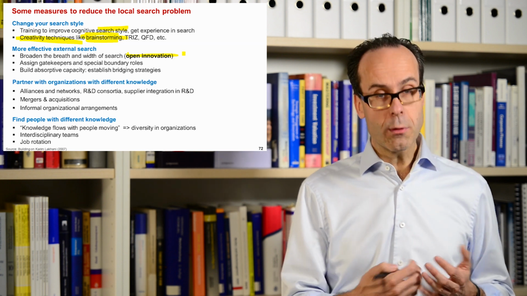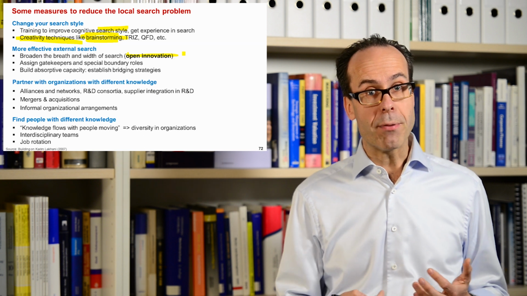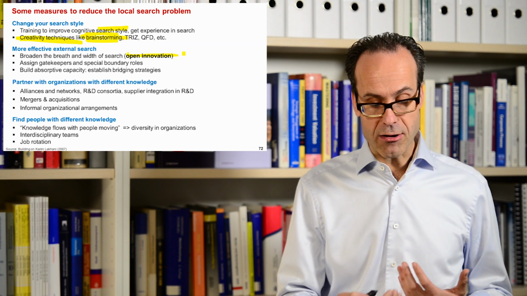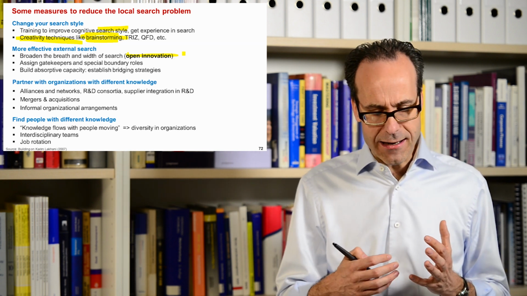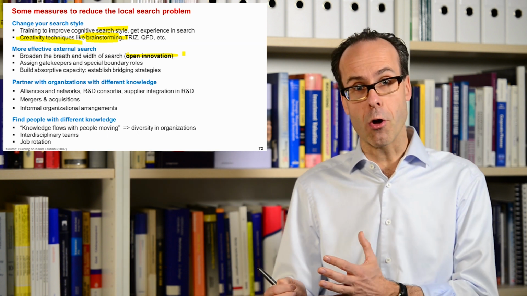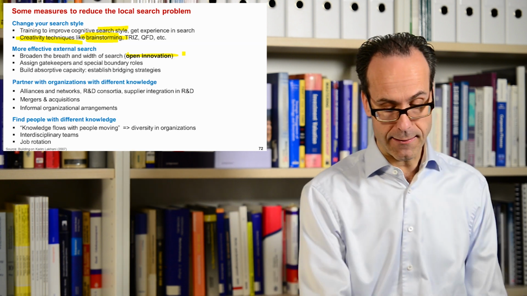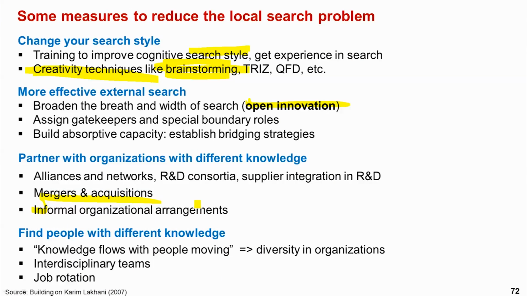Another approach is to really partner with organizations with different knowledge. This is why many companies go into networks or alliances. They engage themselves in R&D consortia. They integrate their suppliers in R&D. So the idea here is we partner with organizations that have complementary but different knowledge stocks to get better solution information. That's often also a reason why we engage in a merger and acquisition, or do it more informally, talk to other people at a conference, at a workshop to learn from their knowledge.